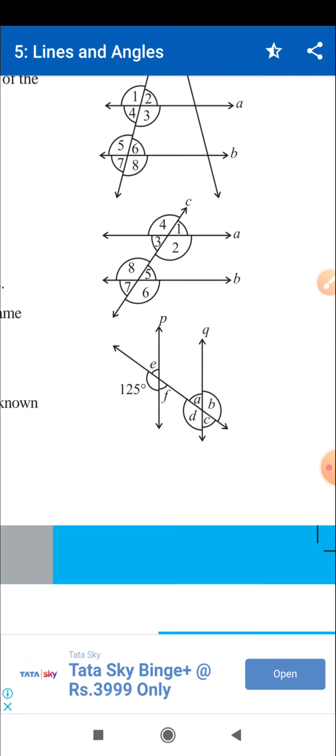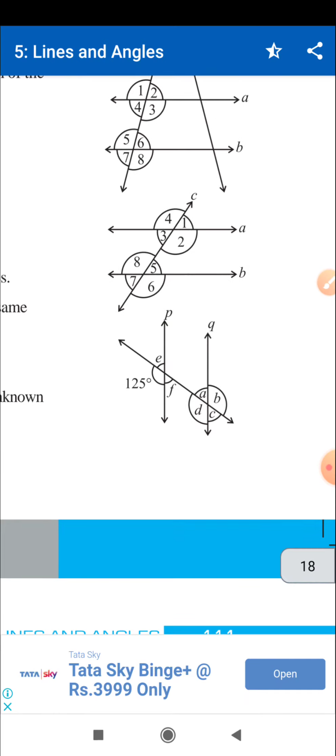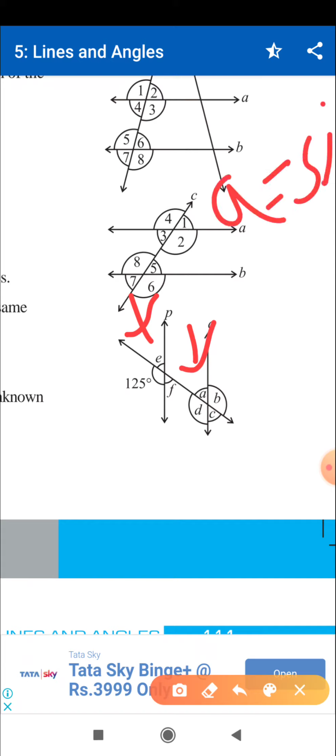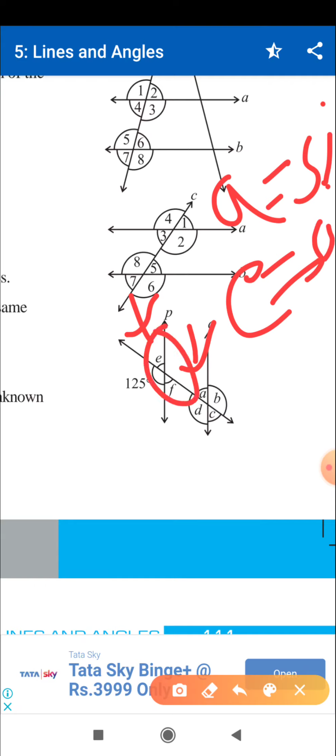It is clear from the diagram that angle E and angle A make a pair of corresponding angles, so their values must be equal. So we have angle A is 55 degrees, so the value of angle E must be equal to 55 degrees. Now we have angles E and F that make a pair of vertically opposite angles and their values are equal, so the value of F is also 55 degrees.